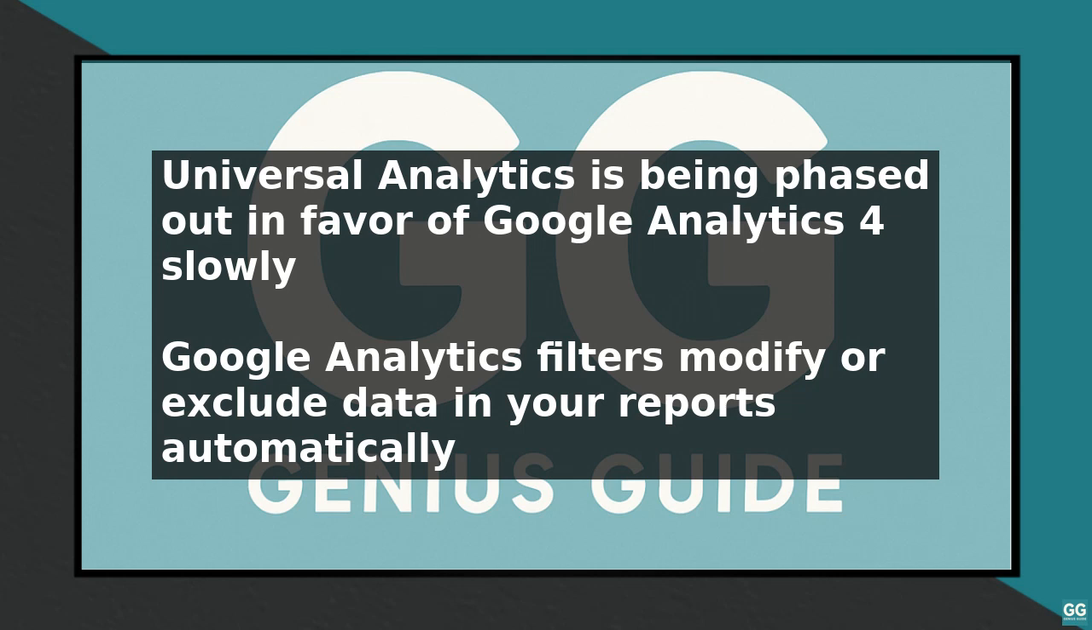First step is to create a new Google Analytics 4 property. This is necessary because Google Analytics filters can only be applied to Google Analytics 4 properties. To do this, log in to your Google Analytics account and click on the Admin button. Then click on Create Property and follow the prompts to set up your new Google Analytics 4 property.